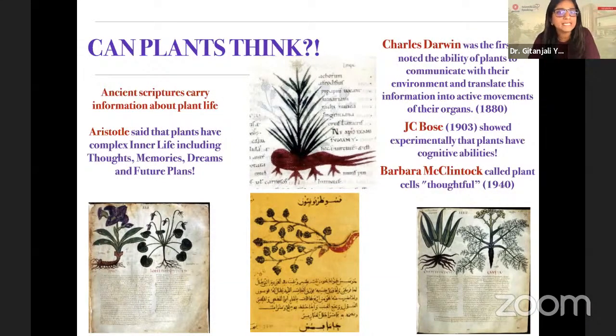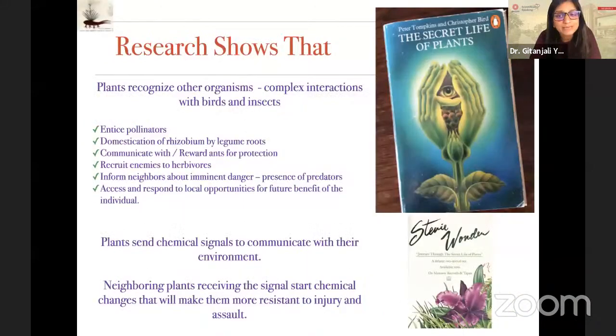Just a few decades after Darwin came an Indian scientist, J.C. Bose, who was a physicist actually, but he showed experimentally that plants do have cognitive abilities, okay? And that was more than 100 years ago now. And he also showed it as part of an experiment that he presented live at the Royal Society in 1903. And then, of course, Barbara McClintock, she thought plants were thoughtful. What do you think about it?